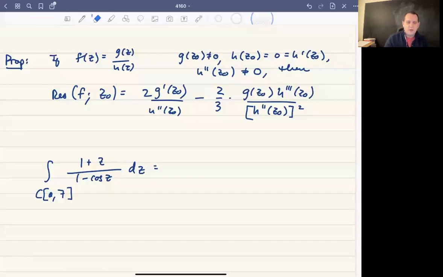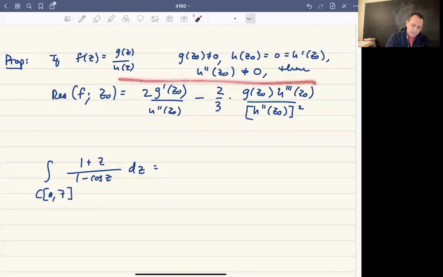So in this video, I want to talk about one more last example, one more test we can use to calculate residues. That's going to happen when you have f as g over h, where g is non-zero at z naught, and where h has a zero of order 2 at z naught. In other words, h of z naught and h prime of z naught are both 0, but h double prime of z naught is not 0. That means you can factor out a z minus z naught squared from h, and then you're left with a function that's non-zero at z naught. And if that's the case, then your residue has this formula.